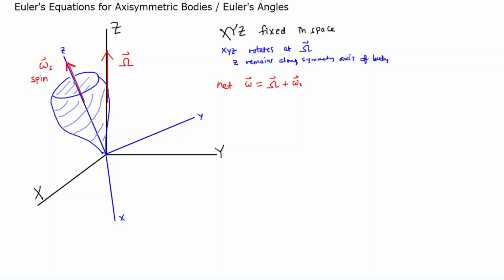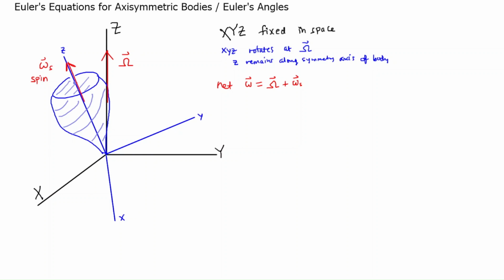I hope you've been watching some of the previous videos about rigid body motion in 3 dimensions. Okay, it takes a while to work through all the details here. So in this one, let's take a look at Euler's equations for axisymmetric bodies. That's going to involve something called Euler's angles.